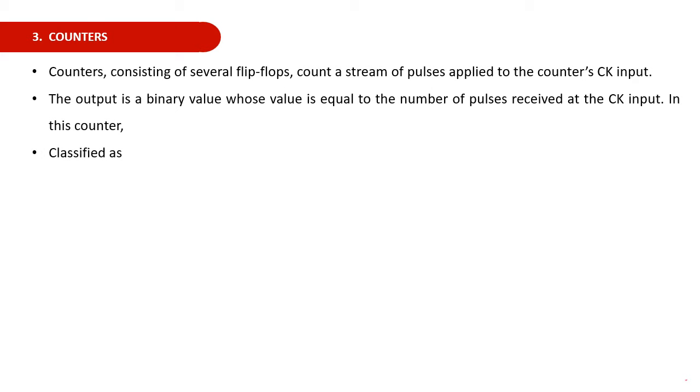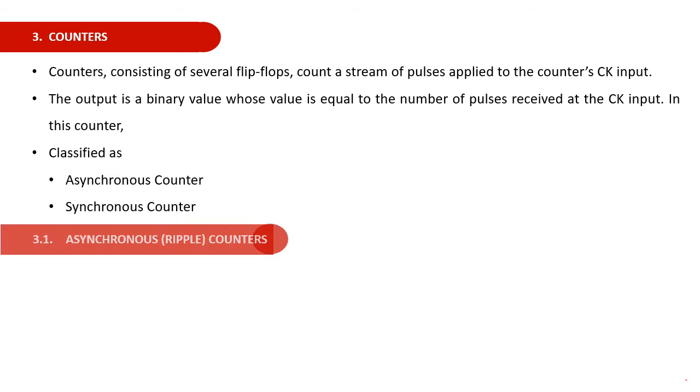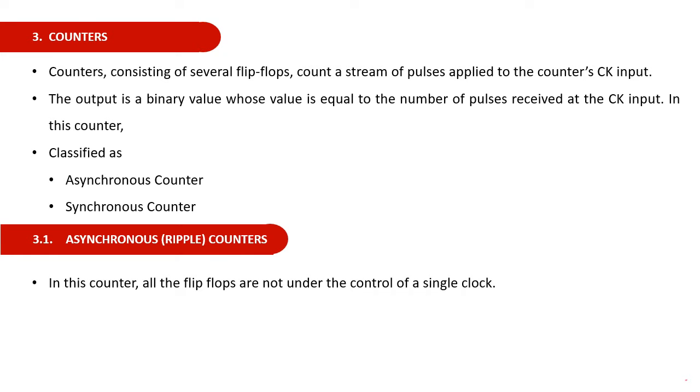Based on how the clock signal is applied, we can classify counters as asynchronous counters and synchronous counters. In this video we are going to concentrate on the asynchronous counter, which is also known as the ripple counter. In this counter, all the flip-flops used to construct the counter are not clocked simultaneously. That is why it is named asynchronous.